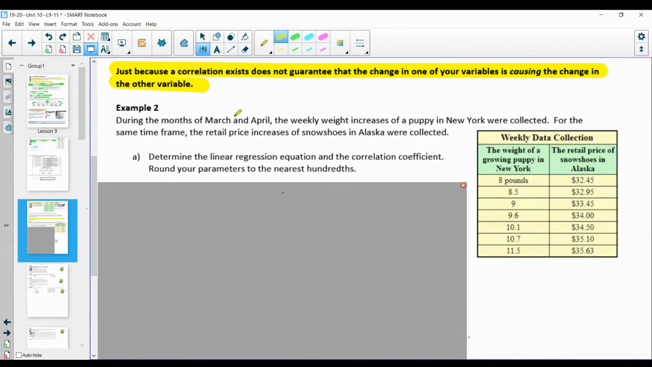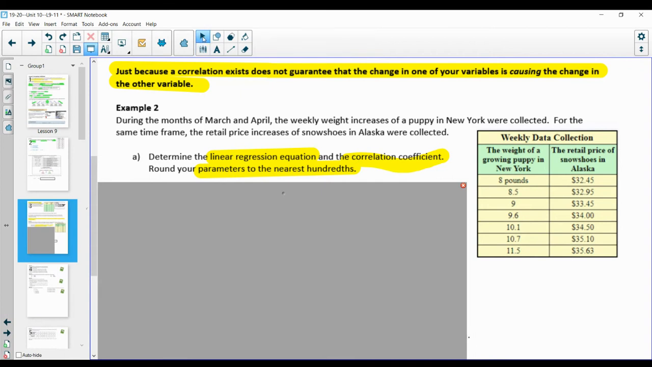During the months of March and April, the weekly weight increases of puppies in New York were collected. So here we have the weight of puppies in New York. For the same time frame, the retail price increases of snowshoes in Alaska were collected, right here. What we're going to want to do is determine the linear regression equation and the correlation coefficient, and we're going to want to round our parameters to the nearest 10th.